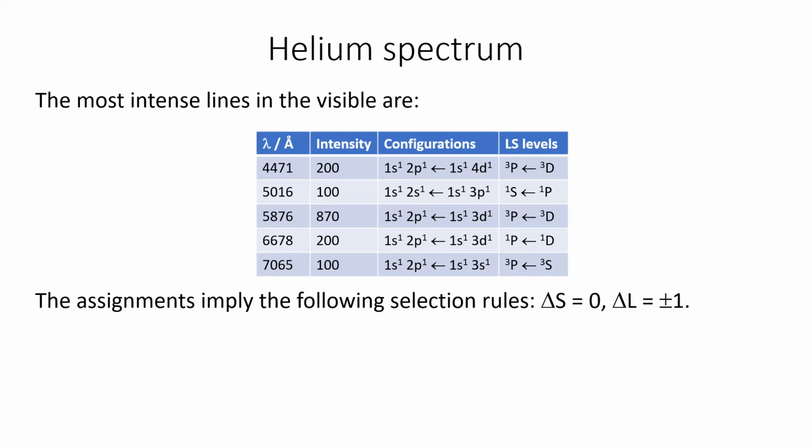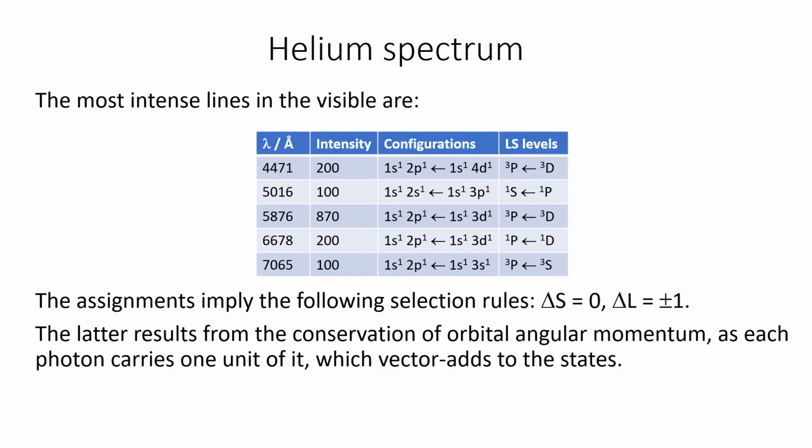And so, as we said before, light can't change the spin of an electron, so that implies that the total spin angular momentum can't be changing in one of these transitions. That's summarised in our delta S equals 0 selection rule. And then we've also got delta L equals plus or minus 1, and this implies that a unit of orbital angular momentum has to change. And actually this comes from the photon of light. A photon of light carries a unit of angular momentum, and that has to combine with the angular momentum in the electron states.